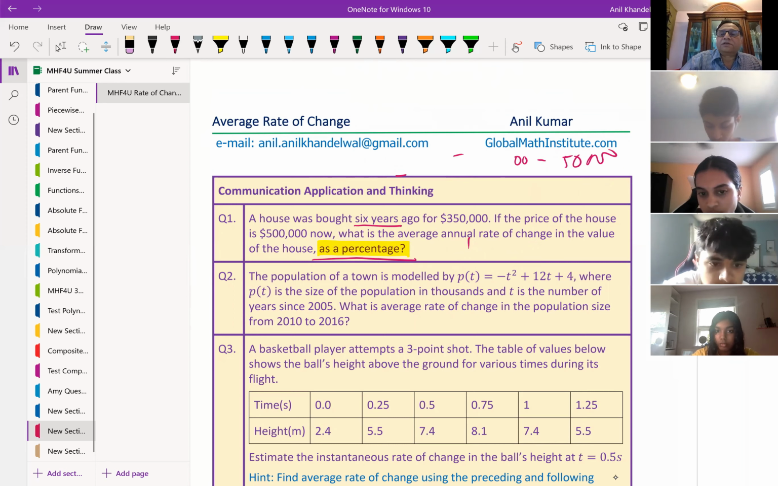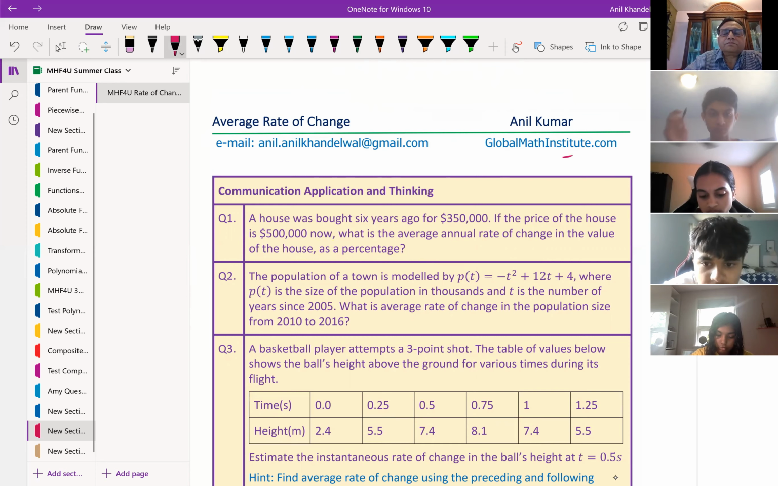Hamza, read the second question and answer. Sure. The population of a town is modeled by P of T equals negative T squared plus 12T plus 4, where P of T is the size of the population in 1,000, and T is the number of years since 2005. What is the average rate of change in the population size from 2010 to 2016? Tell me how you find the answer.